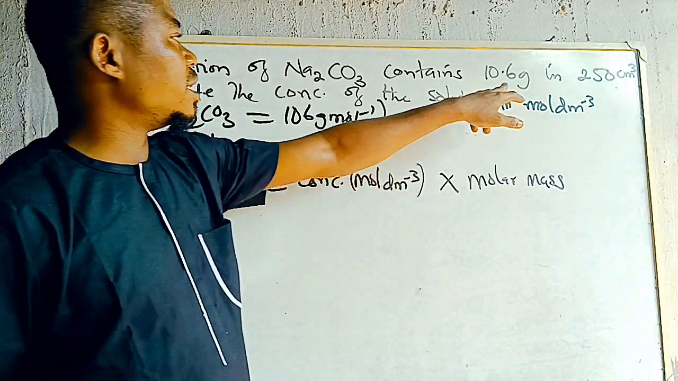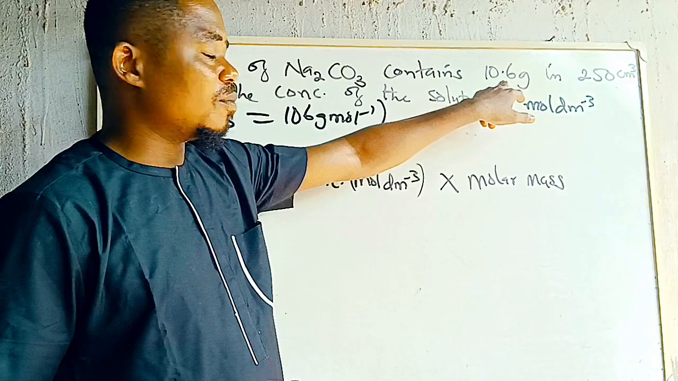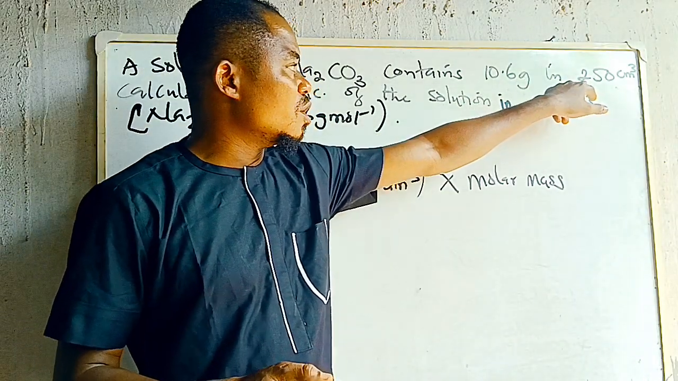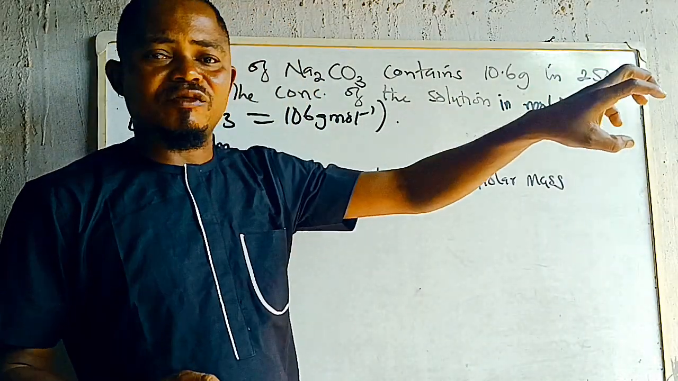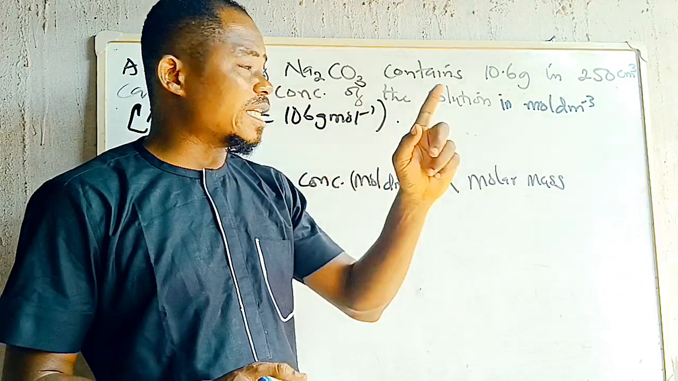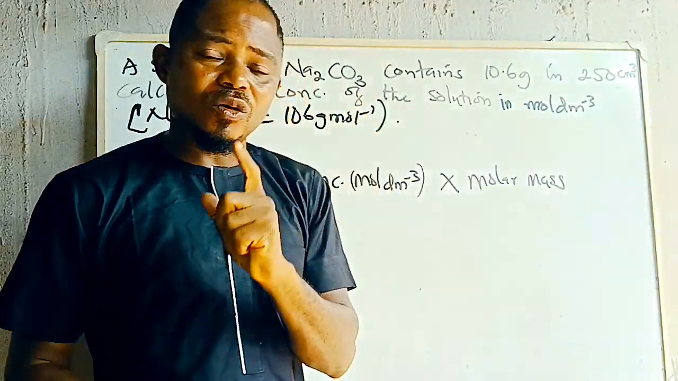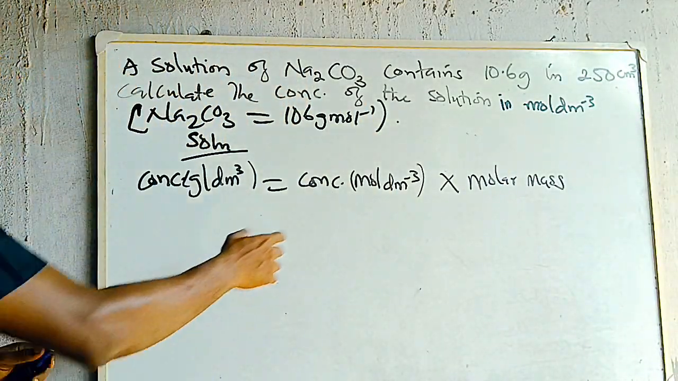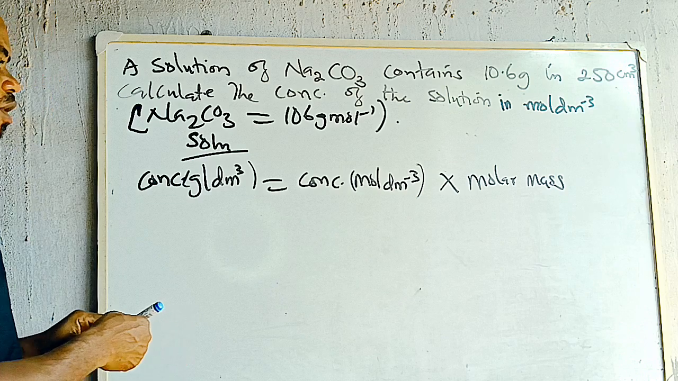Now, we know this as the mass of the substance dissolved in 250 cm³. But you have to know the concentration in 1000, that's in dm³. This is in cm³. We have to convert it to 1 dm³. But before that, let's make concentration in mole per dm³ the subject of the formula.